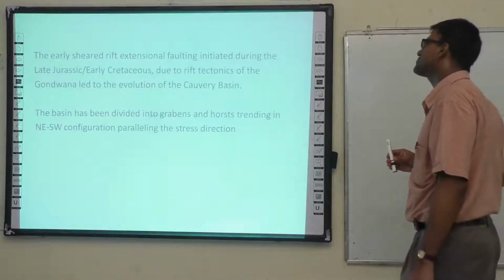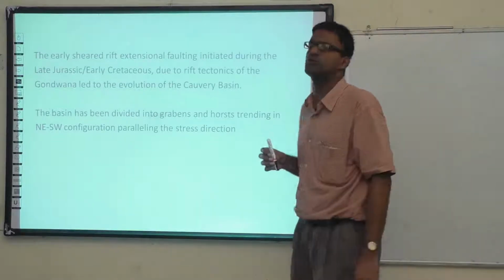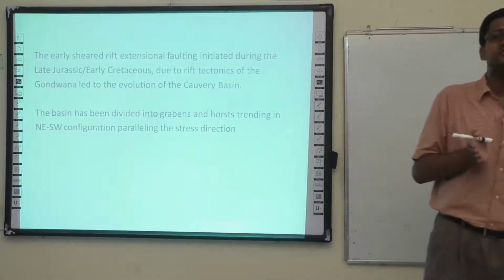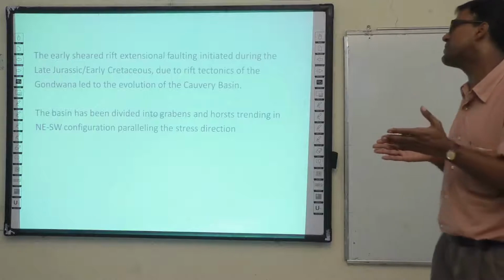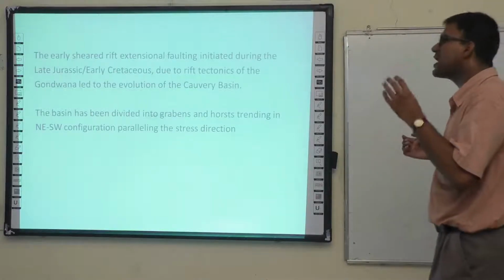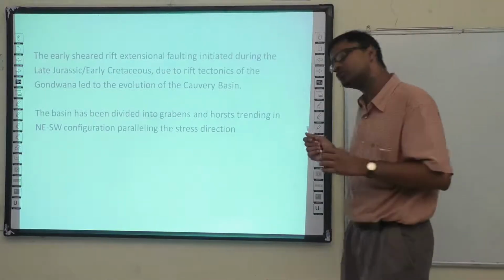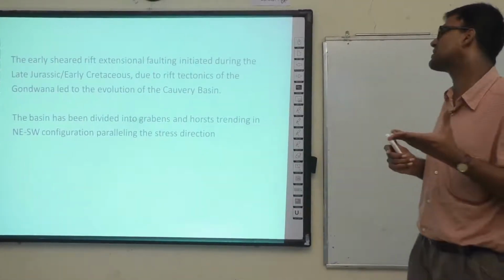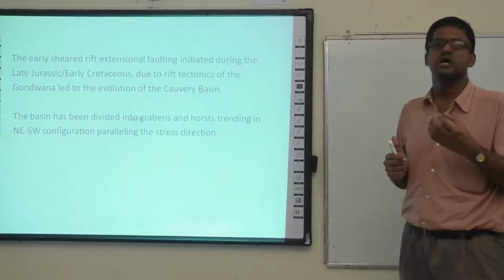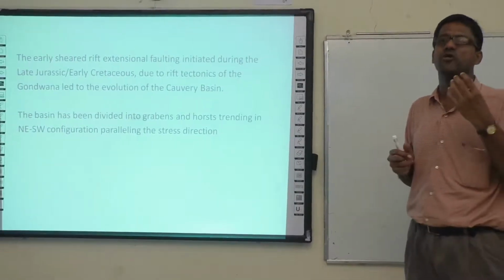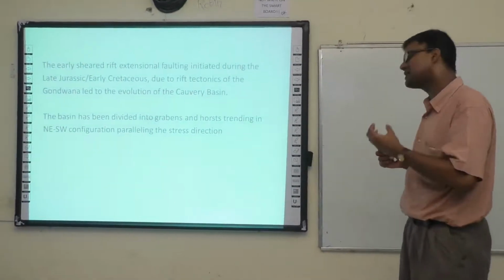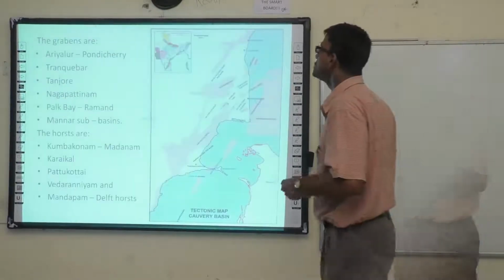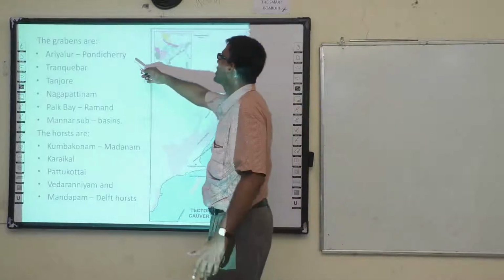Now, basin has been divided into grabens and horsts. What are grabens? It is nothing but a depression where the sediments have come and deposited in it. Horsts are nothing but the basement heights. Basically, they are igneous rocks, and the sediments are drawn from the igneous rocks and deposited in the grabens. So we have all these sorts of grabens.